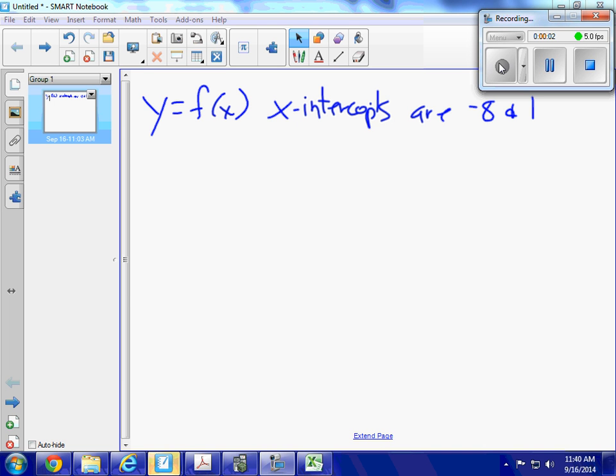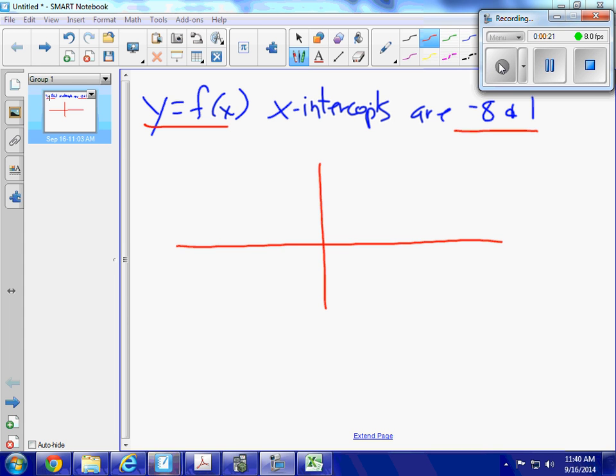This is section 2.5 on transformations, problem number 36. So I have a graph y equals f of x, and I'm told that it has x-intercepts of -8 and 1. If I'm doing a problem like this, I want to visualize it. Maybe you don't have to, but I do.